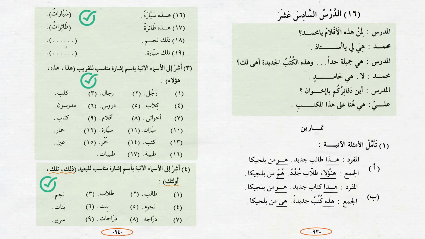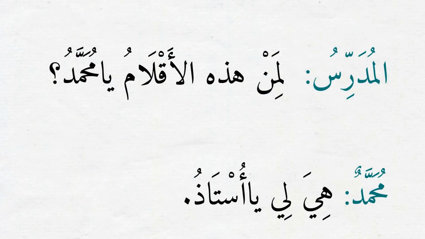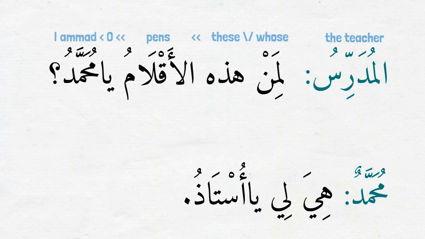That is a short dialogue between al-mudarrisu and a couple of students. This dialogue is full of examples for جمع غير العاقل. Let's try to keep an eye on them and observe the way they are treated as مؤنث مفرد, okay? المدرس is asking, لمن هذه الأقلام يا محمد? Whose are these pens, O Muhammad?